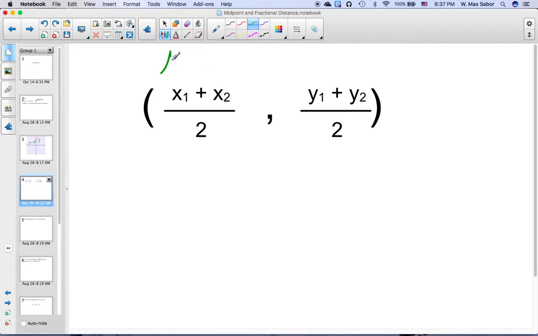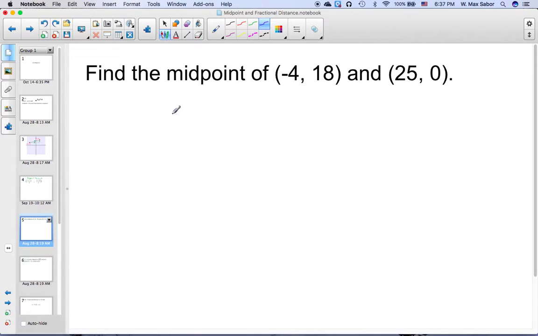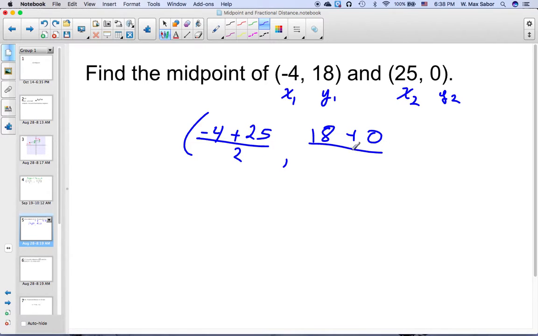So this is the midpoint formula. So if we want to find the midpoint of these two, we say here's x1, here's x2, here's y1, here's y2. And you can say -4 plus 25 over 2, that's the x-coordinate, and 18 plus 0 over 2, that's the y-coordinate. Now you simplify that and get 21 halves, comma, 9.